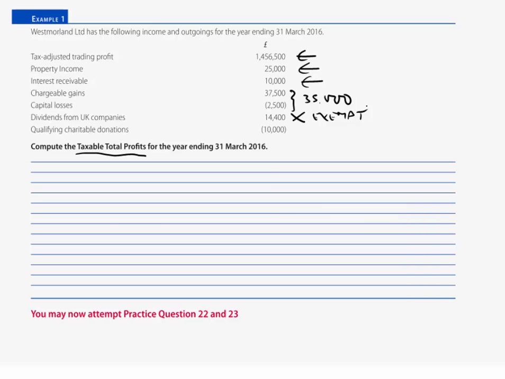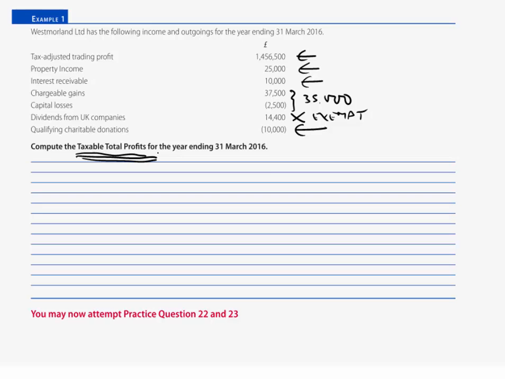So you could now get a subtotal of your trading profit, your property and interest income, and your net gains, and label that, of course, as total profits. Away from total profits, we then deduct the qualifying charitable donations. Take it away, and you've then got your bottom line, TTP, taxable total profits. Here, that's for the year ended 31st of March 16.